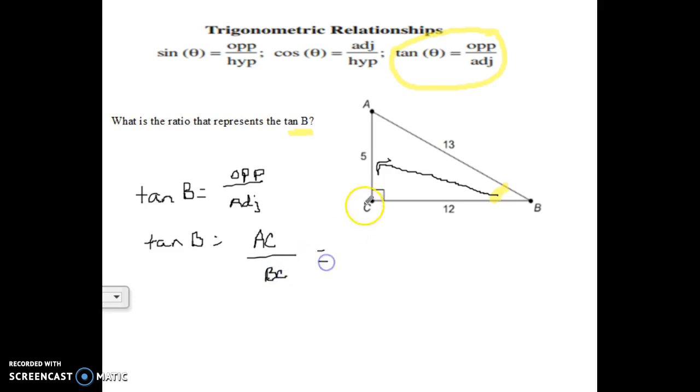And so then we can plug in: opposite side is 5, our adjacent side is 12. Depending on how the answers tell you to do it, if it says a fraction, then this is 5 over 12. We can't reduce this fraction, right? Because nothing will go into 5 and 12. So 5/12. Or if they tell you to make it a decimal, you do 5 divided by 12. So that's how to find the tangent.